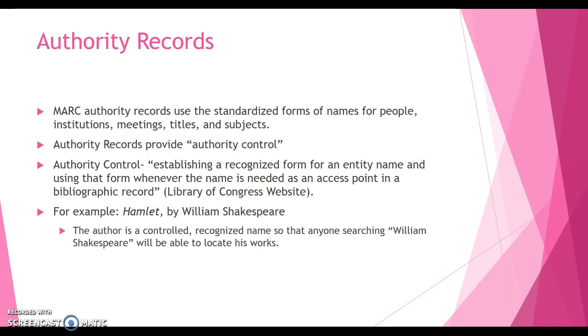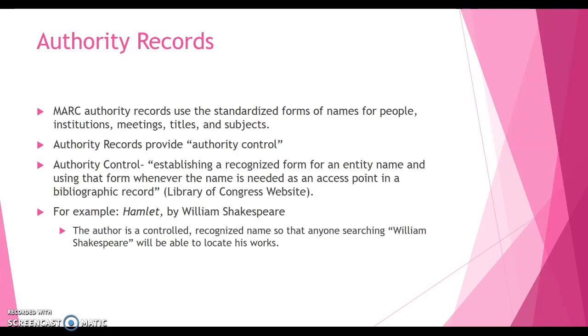So authority records use the standardized forms of names for people, institutions, meetings, titles, subjects, all kinds of stuff. It provides authority control, which is defined by the Library of Congress website as establishing a recognized form for an entity name and using that form whenever the name is needed as an access point in a bibliographic record. So I've understood it as a way to make access keys work better for the user.